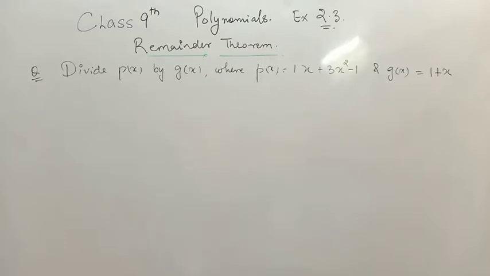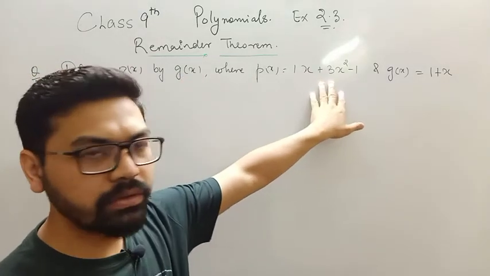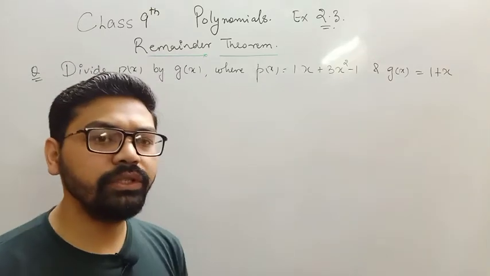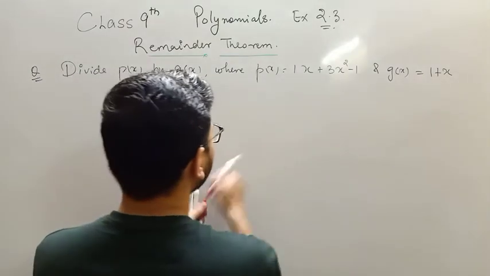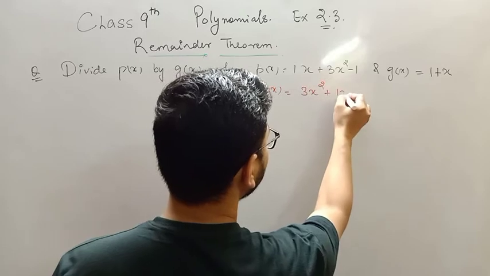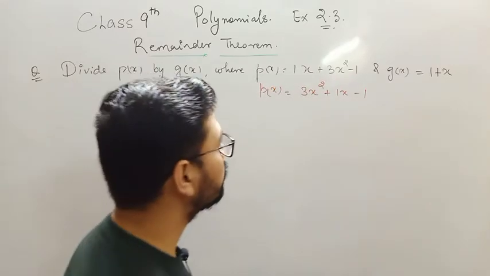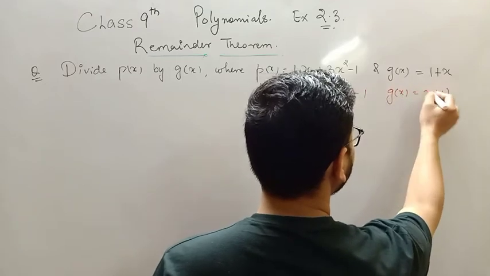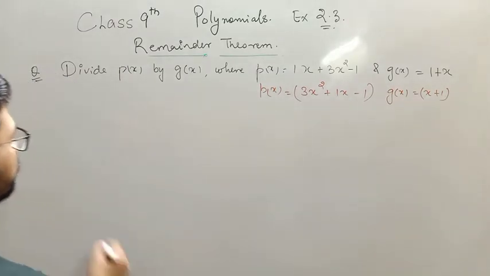Now this is a basic question. Divide px by gx, where px is given x plus 3x square minus 1 and gx is given 1 plus x. Now the correct way of representation of a polynomial, as I have already told you, is px must be written like this: first the higher degree, then the lower, and then the lower. So 2 minus 1 is 1, 1 minus 1 is 0, right? Similarly, gx must be written like this, x plus 1. Any doubt?